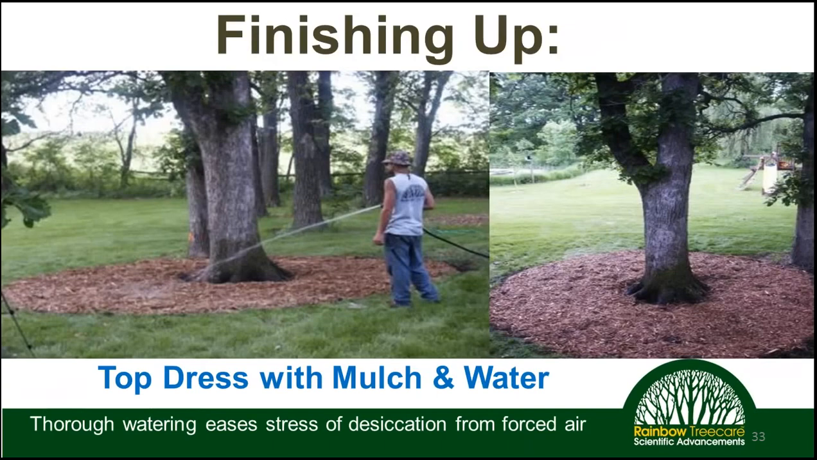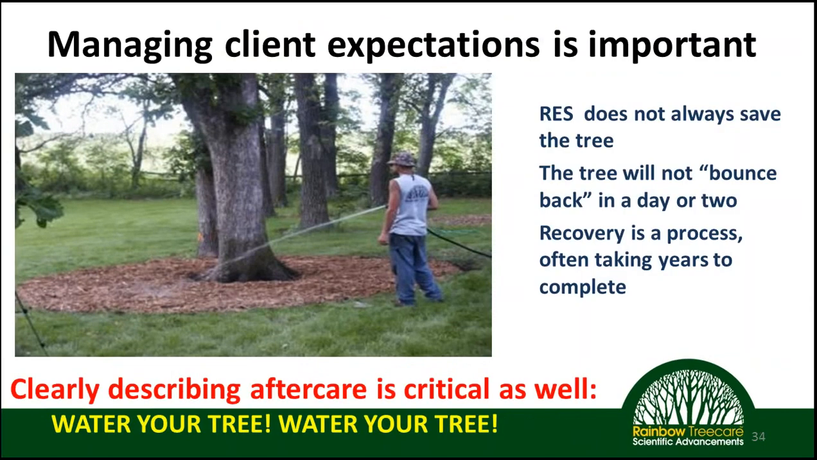So we finish up the root enhancement process by top dressing it and doing a thorough watering, because this will ease the stress, hopefully, of the drying of those root hairs. When you imagine tree roots living in that area and a lot of forced air going through there, it's going to desiccate those root hairs. So it's one of the trade-offs. You know, you need to sometimes do something a little disruptive to make a longer-term change that's for the better. But this is something that we do as a rule.